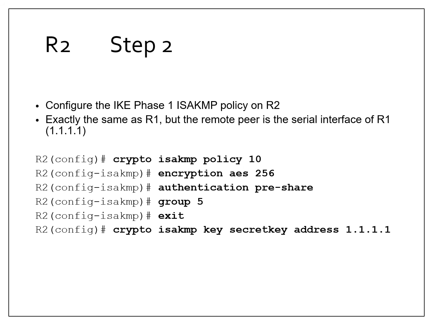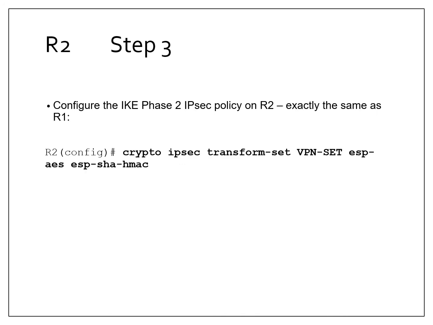And then again on step 2 on router 2, we configure the IKE phase 1 ISAKMP policy exactly the same as router 1, but the remote peer is the serial interface of router 1, which is 1.1.1.1. And then for step 3 on router 2, we configure the IKE phase 2 IPsec policy exactly the same as router 1, in exactly the same way.